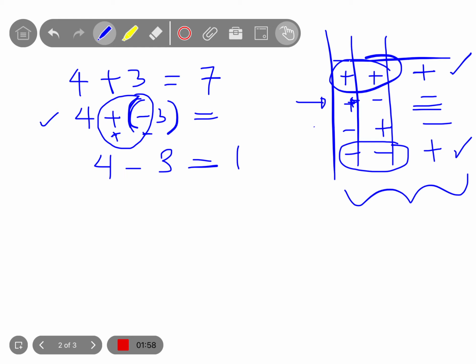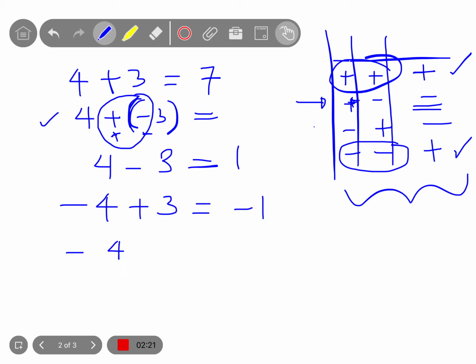The other thing is if we have minus 4 plus 3, things like this can happen. The easy way to do this is to think of it like giving someone 4 rupees and taking back 3 rupees. Ultimately you are still 1 rupee short, so you write it as minus 1.